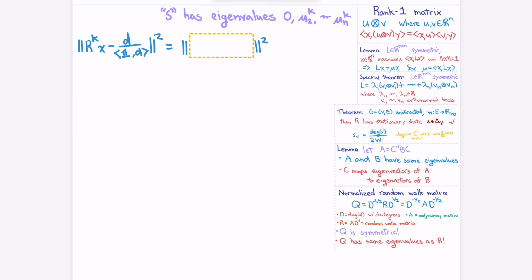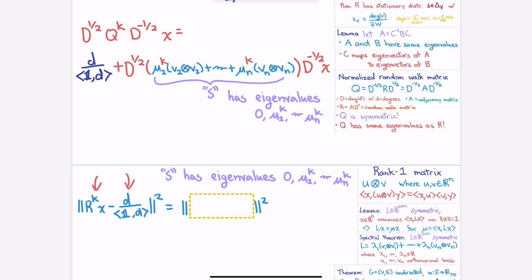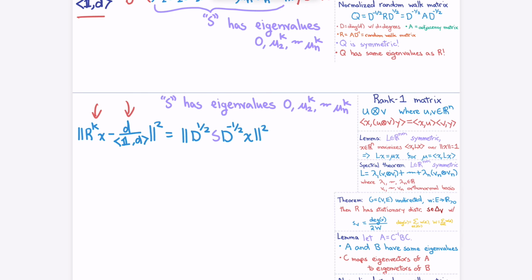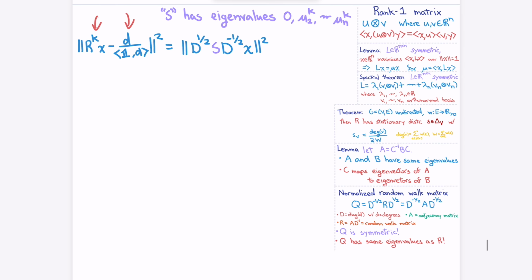This is what we're really interested in. This is where we are after k steps in a random walk minus the stationary distribution. Based on what we did above, what would go inside here? Maybe I should write R^k applied to x is this thing, and you're subtracting this thing. So what's left is this thing. Making some progress.